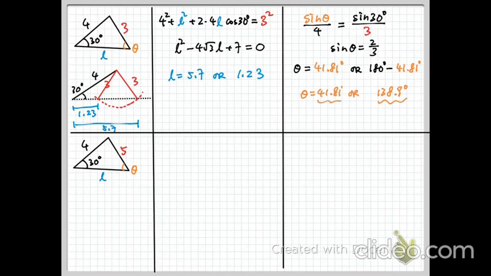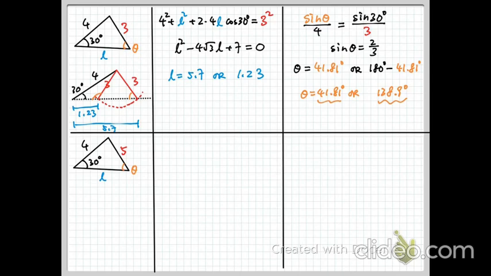Now you can see once again on the diagram on the left hand side, theta, we are talking about this angle. This is theta, the angle between 3 and L, the angle between the red line and the blue line. So once again, there are 2 possible values.